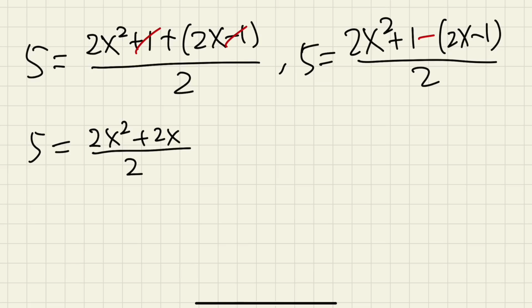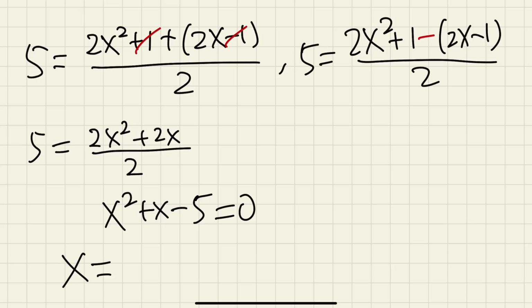And then we just have to solve this quadratic equation. So we can reduce out the 2 right here, and then move the 5. So that's just equal to x squared plus x, and then minus 5, it's equal to 0. And then use the quadratic formula. I will tell you, we will end up with x equals minus 1 plus or minus square root of 21 all over 2. And for the other one, do the same thing.